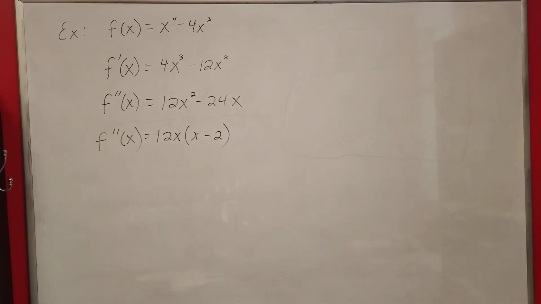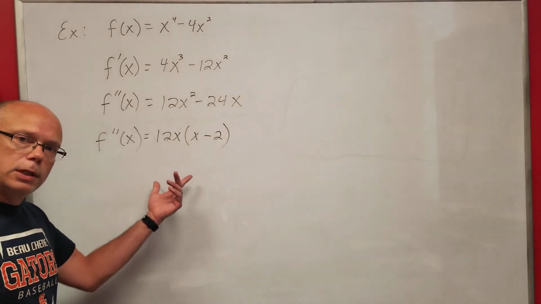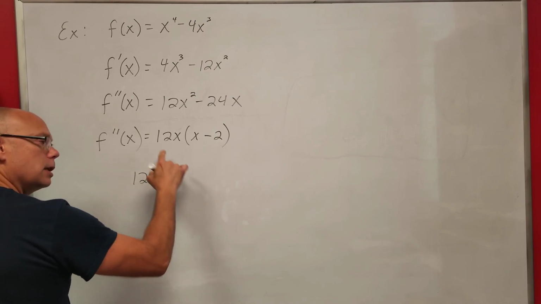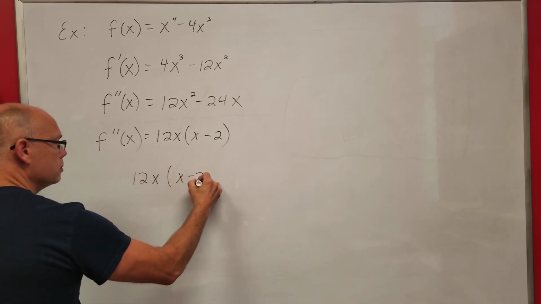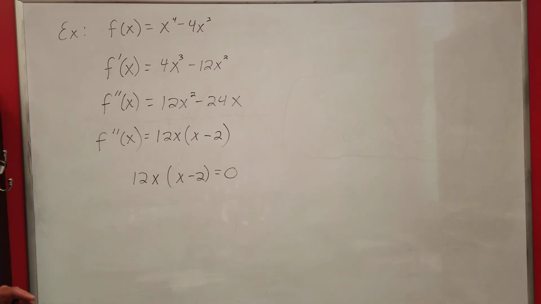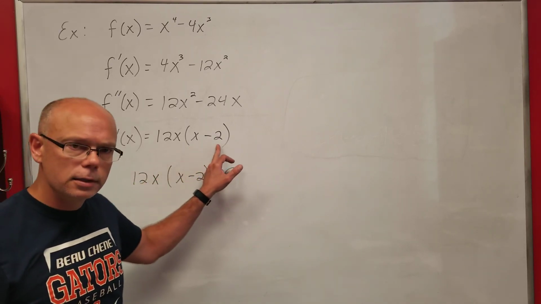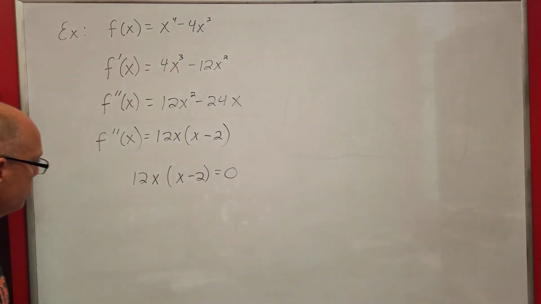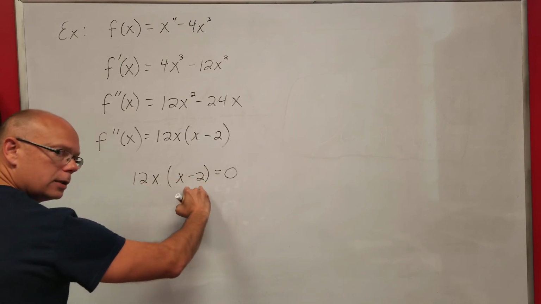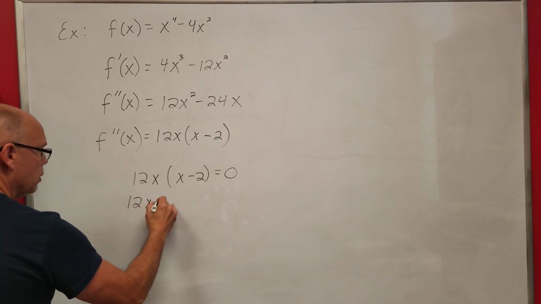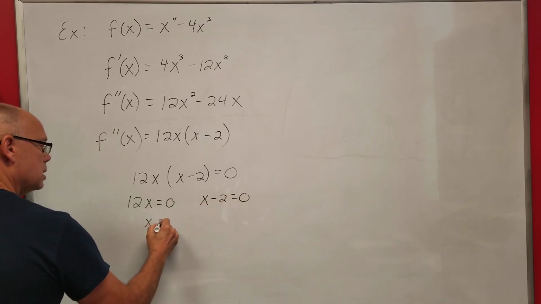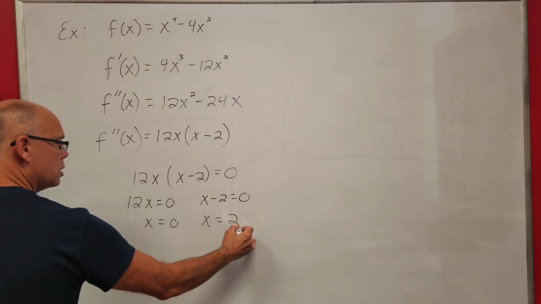All right, we're going to do the same thing we did for the last example, but with the second derivative. We're going to find out where the second derivative is equal to 0. So we're going to take this second derivative, set it equal to 0, and we're going to find out where it's undefined. Where is it undefined? Nowhere. It's a polynomial. So we're just going to find where it's equal to 0. So let's set each one of these factors equal to 0. 12x is equal to 0. X minus 2 is equal to 0. So x is equal to 0 and x is equal to 2.